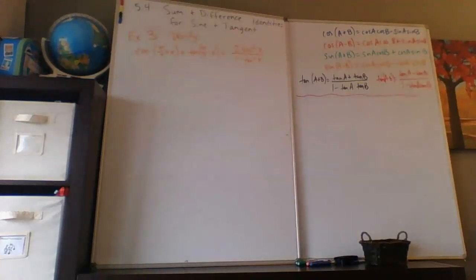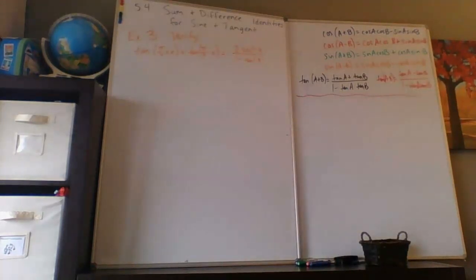Welcome to 5.4 Sum and Difference Identities for Sine and Tangent. I'm going to do example 3, which is to verify tangent of pi over 4 plus x plus tangent of pi over 4 minus x. And we want to show that equals 2 secant squared x over 1 minus tangent squared x.